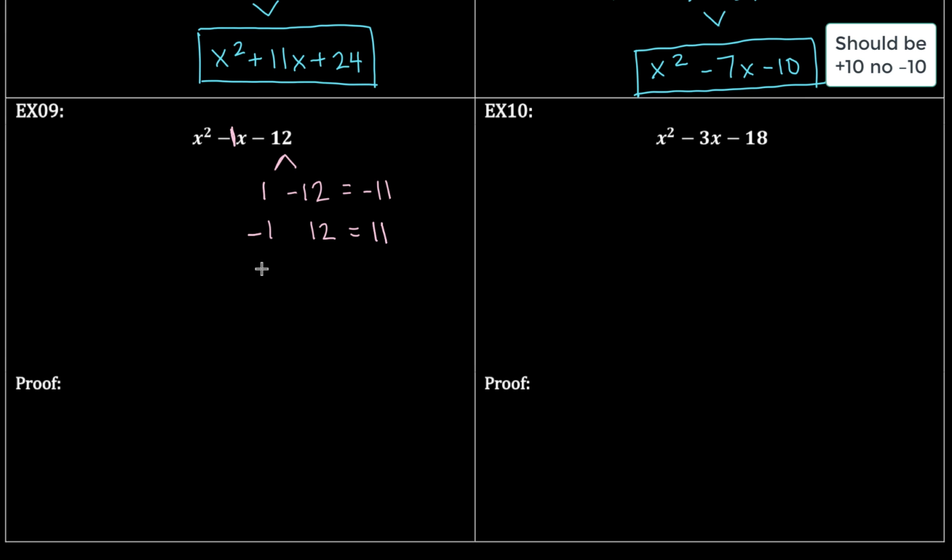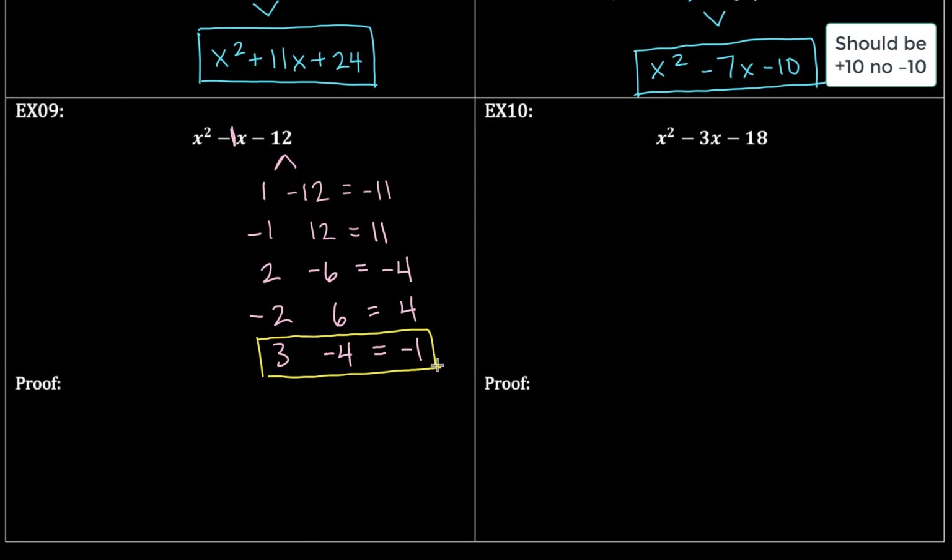What if I do 2 and negative 6? 2 minus 6 is negative 4. Okay. What about negative 2 and 6? 6 minus 2 is positive 4. So that didn't work. Let's try 3 and negative 4. 3 minus 4 is negative 1. Oh, I got a negative 1. That is the one. Cool.